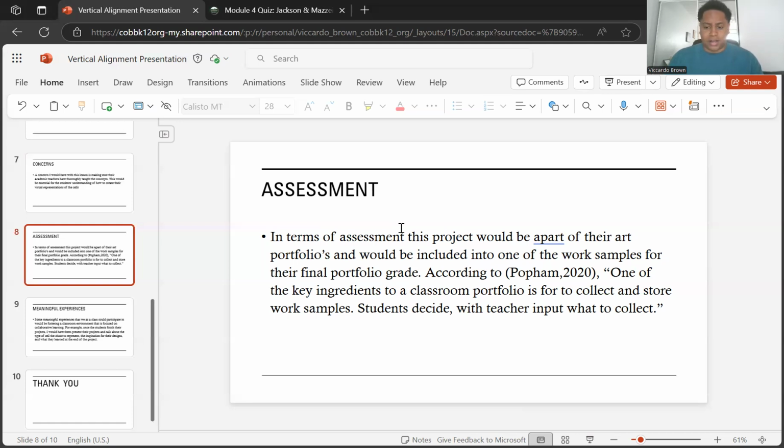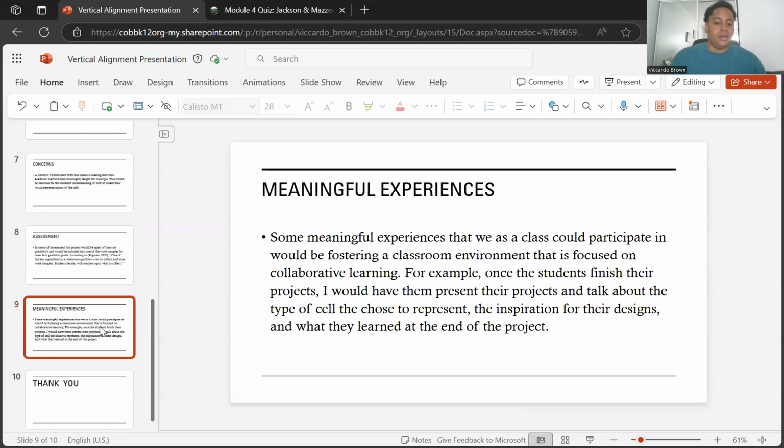And it also helps them to look at their artwork and say, okay, this piece I was really good at. This piece, I don't know if I want to grade this one. So it gives them a sense of ownership over their artwork as well as includes them in the process of grading their work. So some meaningful experience that we as a class could participate in would be fostering a classroom environment that is focused on collaborative learning.